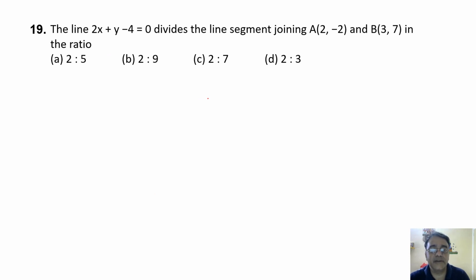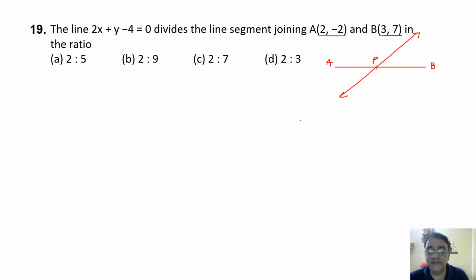The line 2x plus y minus 4 is equals to 0 divides the line segment joining 2 minus 2 and 3 7 in the ratio. So again this is a similar question just now we did. AB यहाँ पर AB को एक line intersect कर रहा है and this line is given that is 2x plus y is equals to 4 we can write. So point P lies on that line also. So what we will do, we will find x and y and we'll substitute in the line.